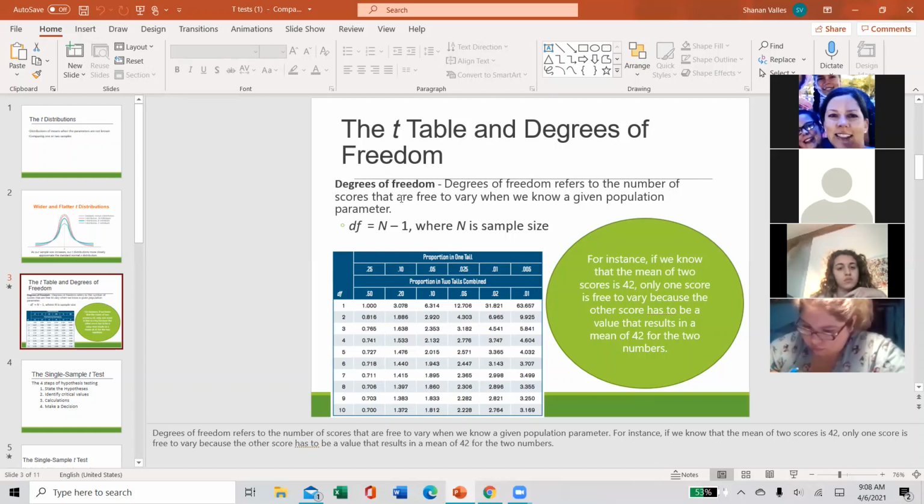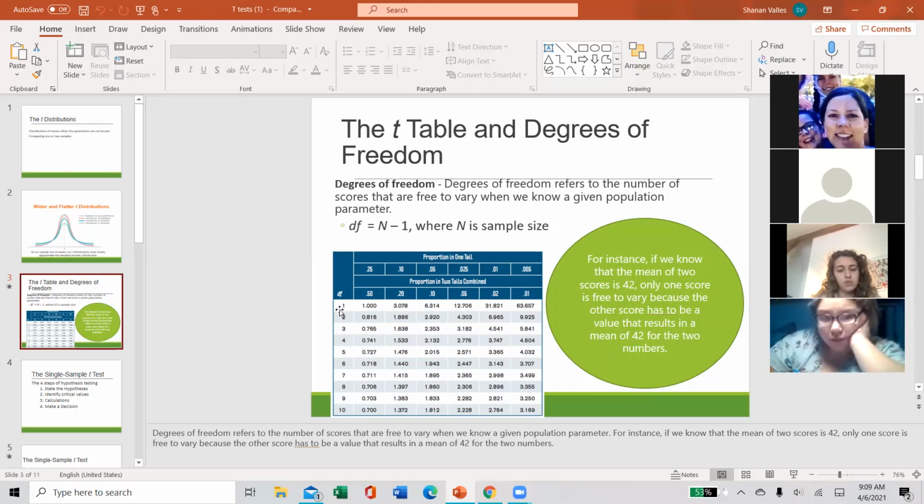Anyways, if we don't like that definition, or we're still stuck on what in the world that means, that's okay. Our little formula for degrees of freedom is n minus 1. So if I tell you we have 20 people in this sample, degrees of freedom would be 20 minus 1, which is 19. If I tell you I have 10 people in my sample, it would be 10 minus 1. We would have 9 degrees of freedom.